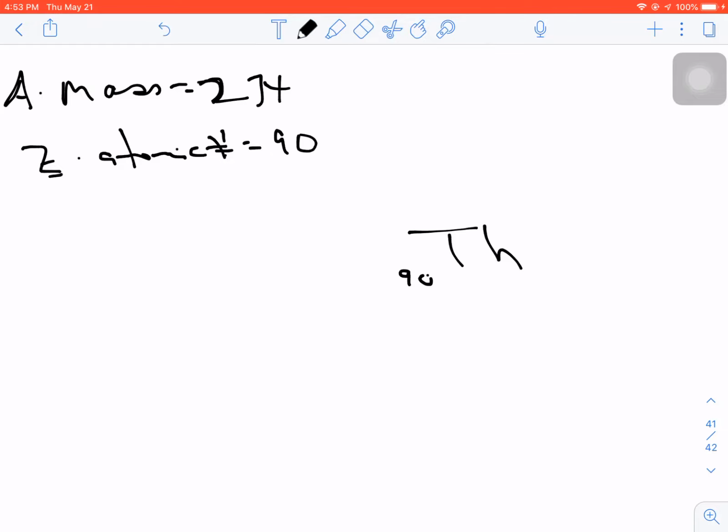Well, hang on. I thought thorium was 234. How could it be? Is there a mistake in the periodic table? We will actually know, because remember, the numbers on the periodic table are average atomic masses. So let's just look at this one element.